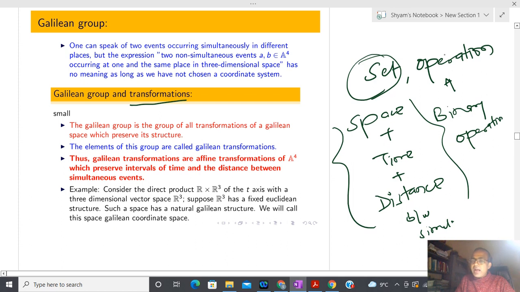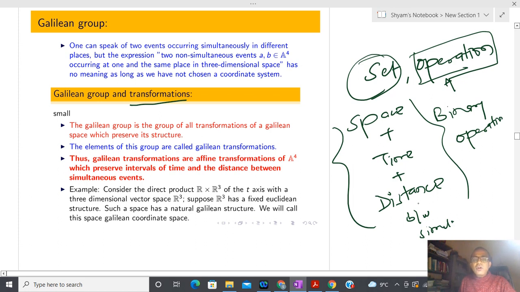Now I have to define some kind of operation such that after performing the operation also I can preserve the structure. Structure means again these three things remain the same. Does anyone have confusion on this?